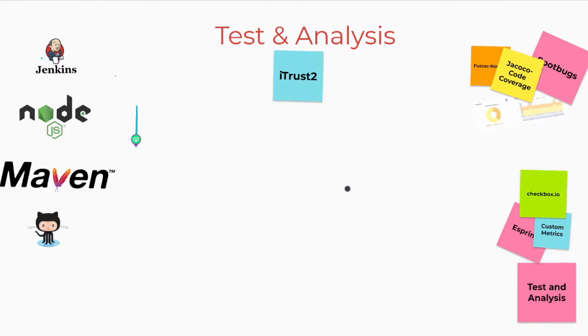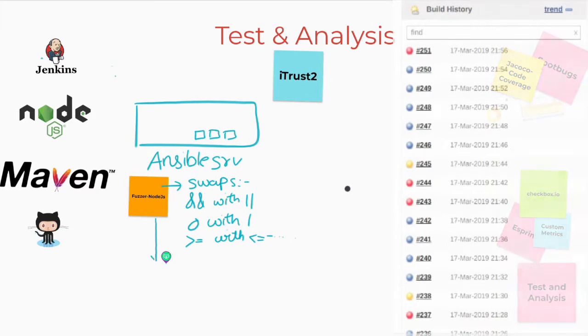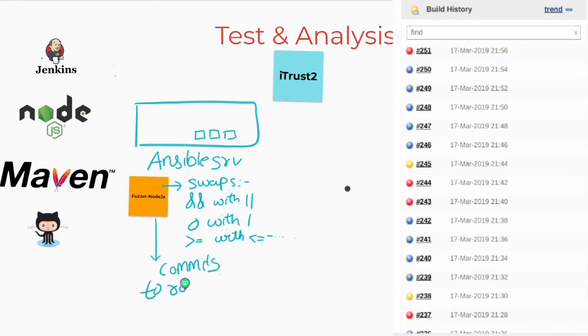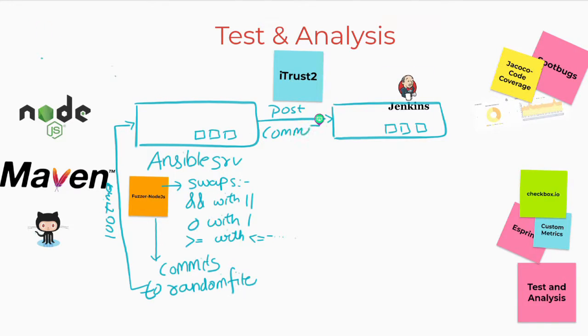In the next phase, we have test and analysis. Let's take the iTrust project. We have the Ansible server, which contains the commit fuzzer, which swaps and with or, 0 with 1, greater than or equal to, less than or equal to, and so on. We then commit to a random file in the project. This happens 100 times. That means there are 100 commits committed to the repository, and that then kicks in the post-commit trigger, which triggers a build.